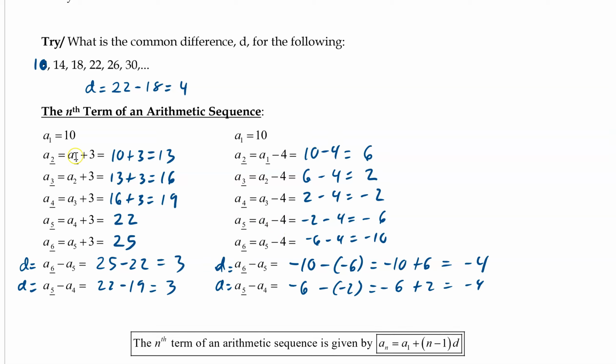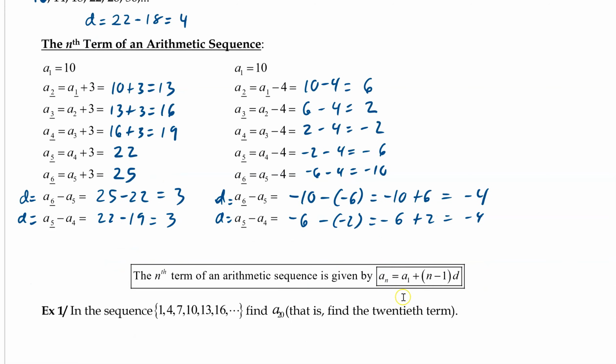If you look at it, to find a sub 1, we didn't have to add anything. It was given to us. To find a sub 2, we add one 3. To find a sub 3, we would take a sub 1 and add two 3s. To find a sub 4, you would take a sub 1 and add three 3s. So if you notice, we're adding 1 less than the term number of 3s. So a sub 5 would need four 3s. A sub 6, you'd have to add five 3s.